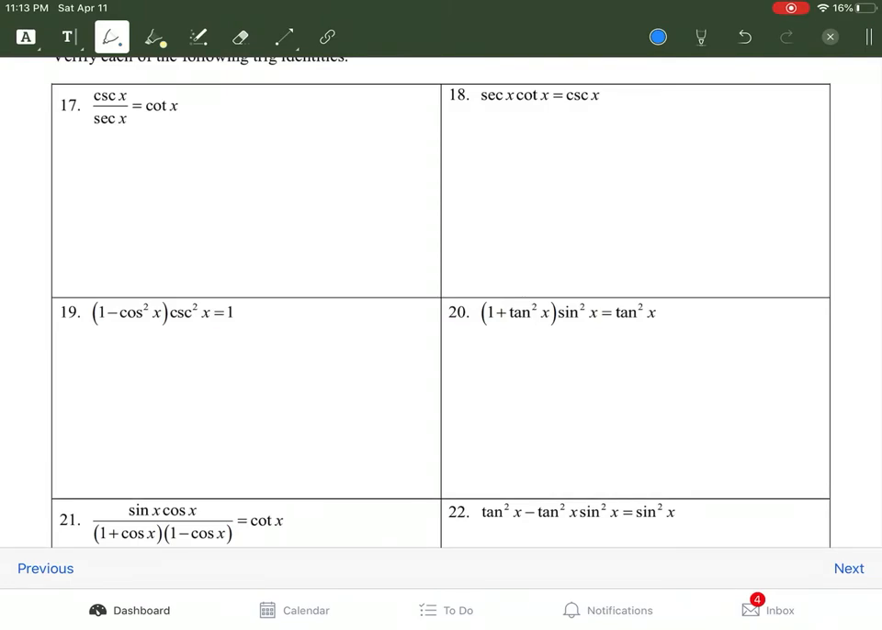Okay, let me find my unit circle here, my formula sheet. Did I put it online? I'll find it while I'm doing these.